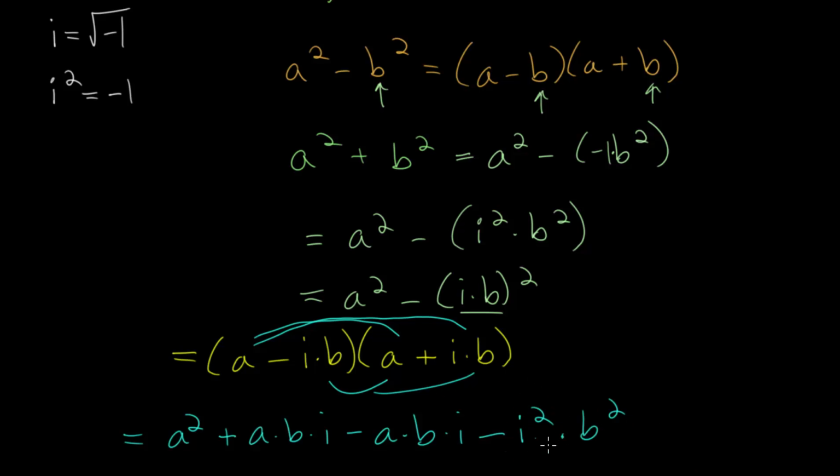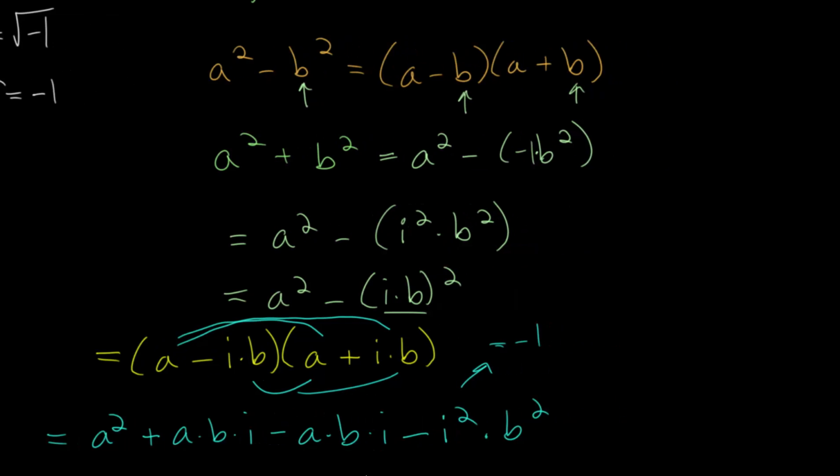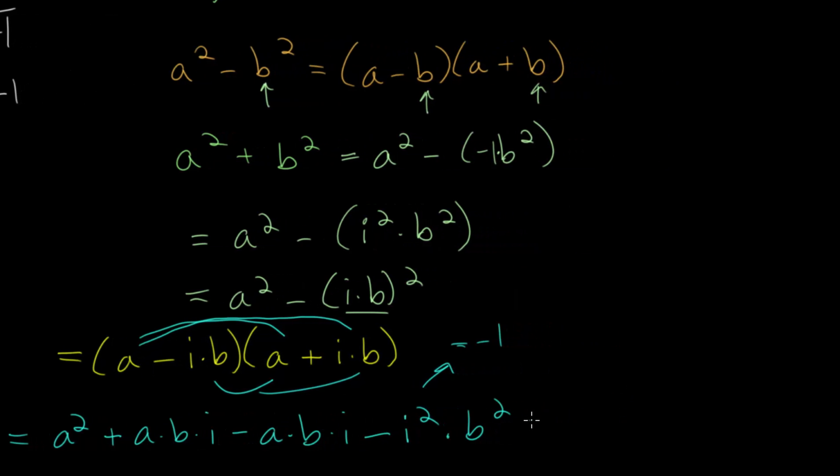Now, we know that i squared is -1. So we can just substitute that in here. And let me just make a little bit more room over here. And we'll continue working. So notice that the middle terms with i in it, the imaginary terms, these will cancel out. So we just get a squared. And here we're subtracting i squared, but i squared was -1. So we're subtracting a negative, which is the same thing as adding. And this will just become 1 times b squared, which is b squared.